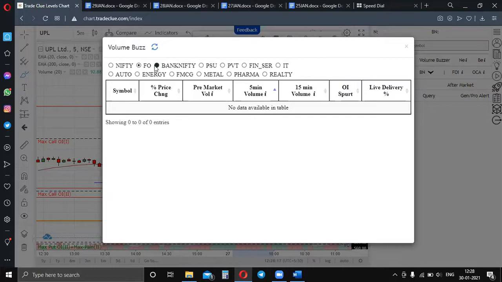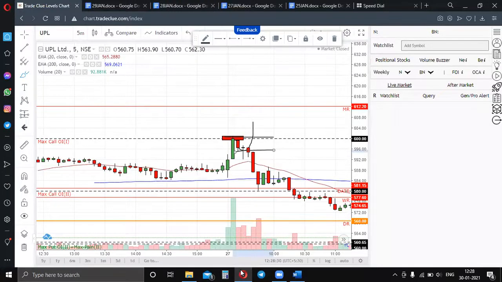There are different segments as well. If my stock belongs to metal, I will go to the metals. There will be hardly 5 to 6 stocks belonging to metal in F&O, right? That way I can engage with the stock. I think I'll need to explore this volume buzzer more. See, everyone needs to practice over here.